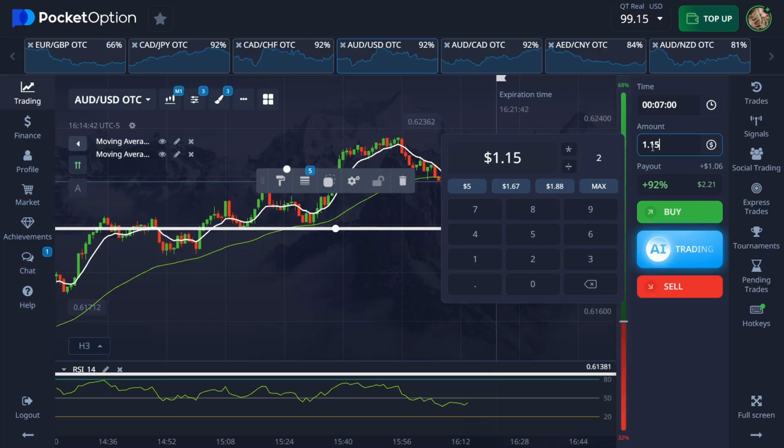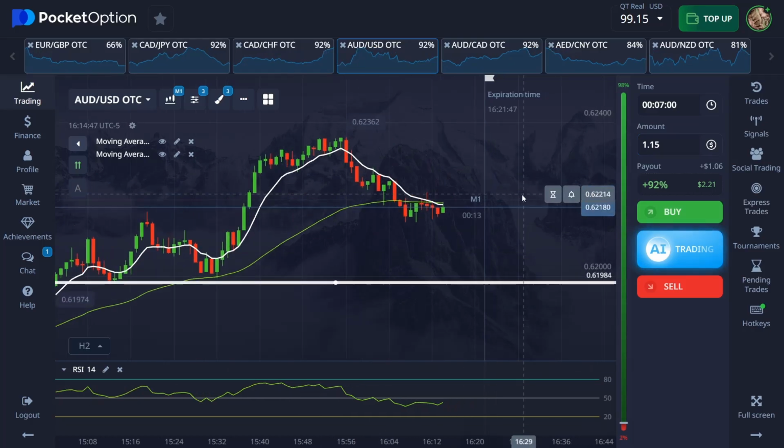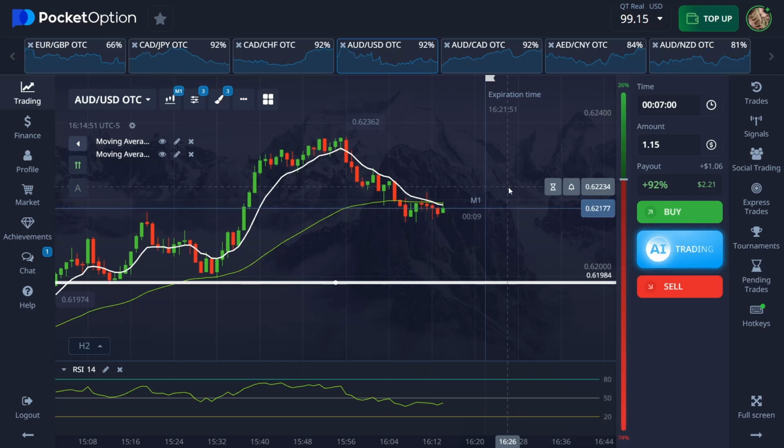That's going to be my last trade. If I win, I win. If I lose, I lose. It's just what it is. I'm not going to be overtrading today.